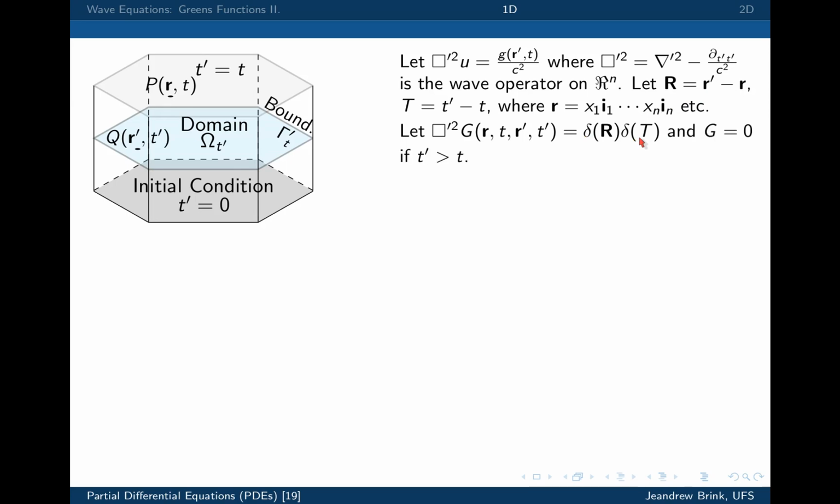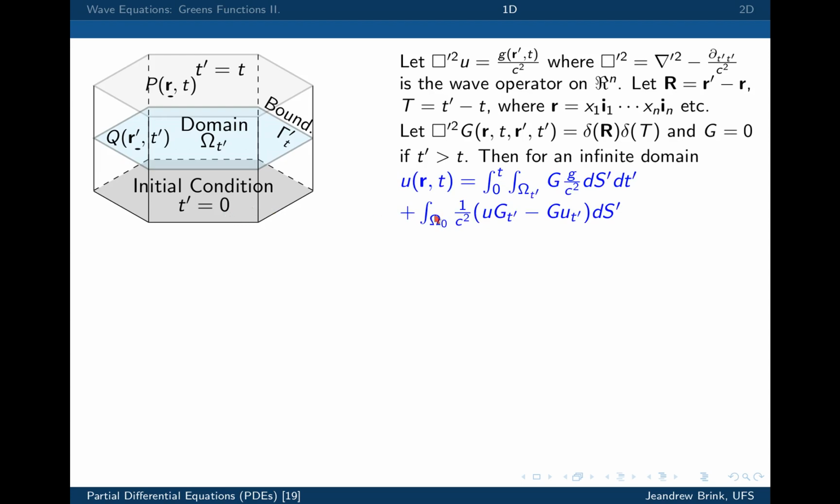And in addition, the function was assumed to be 0 if t prime is greater than t. In other words, it is 0 above this. So this field point is only influenced by sources at an earlier time. So in some sense, it was a causality assumption of how we structure the solution. Then, for an infinite domain, we proved last time that we could actually write down the solution this way. And it was just a repeated application of the divergence theorem or Green's theorem to do that.